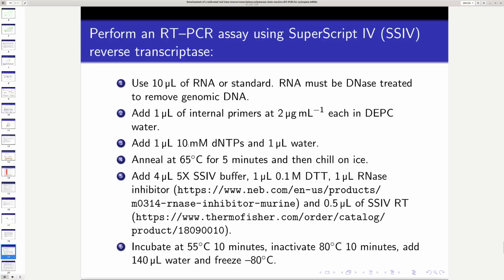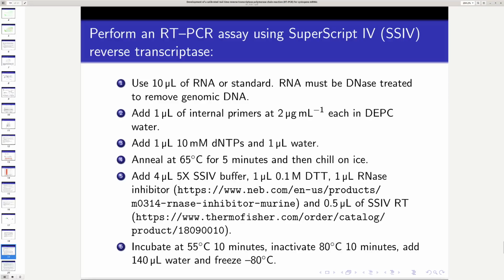Then you add 1 microliter of dNTPs, 1 microliter of water, anneal at 65 degrees for 5 minutes, and then chill it on ice. Now the second step is to add 4 microliters of the 5 times SuperScript 4 buffer, then 1 microliter of 0.1 molar DTT. Now this is important. We're going to have to dilute the sample because DTT will inhibit the TaqMan assay. You want 1 microliter of RNase inhibitor, okay, and it needs reducing power in order to be active, and that's why you have the DTT here.